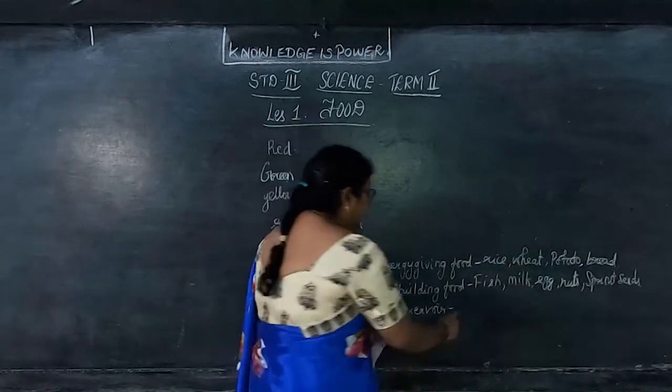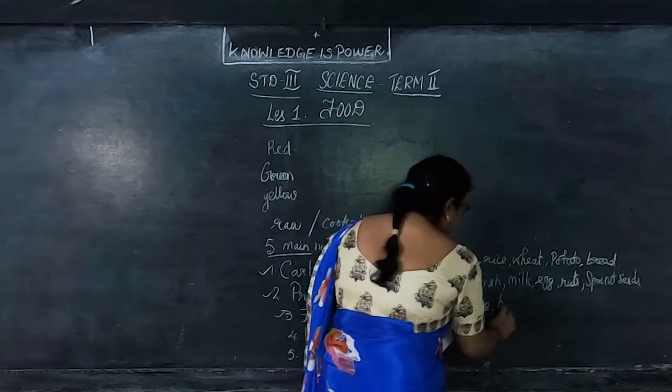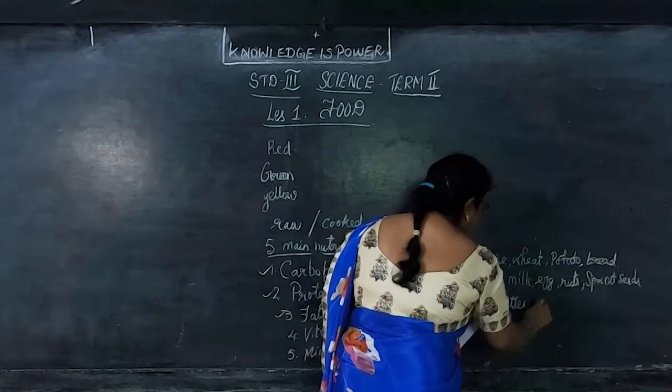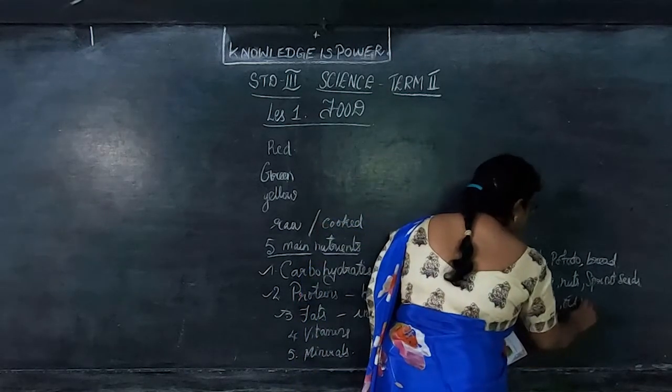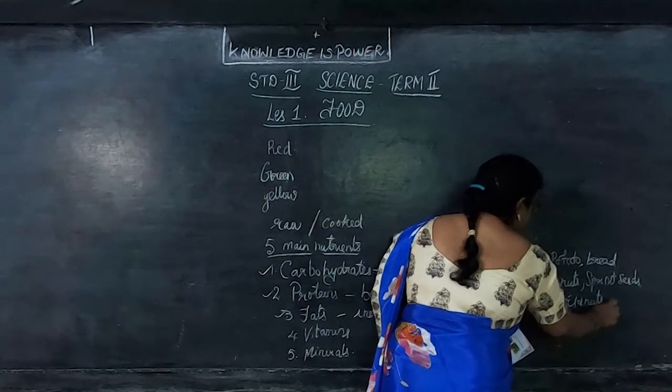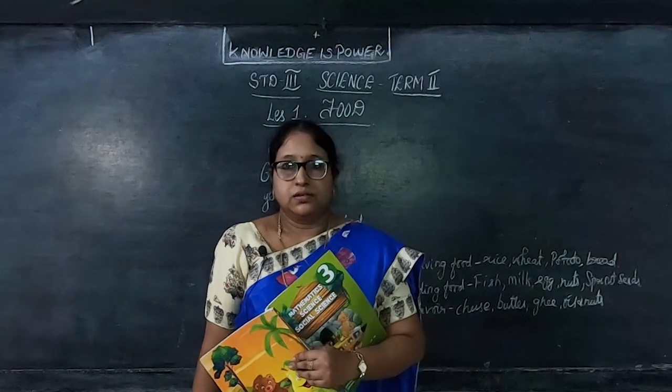So what can we eat here? What's cheese? All these have fat in them. Butter, ghee, then oil and nuts. So all these foods have fat in them. So energy reservoir.